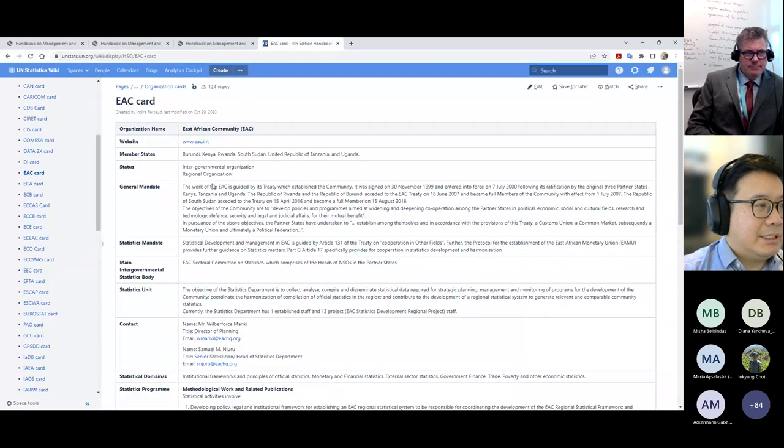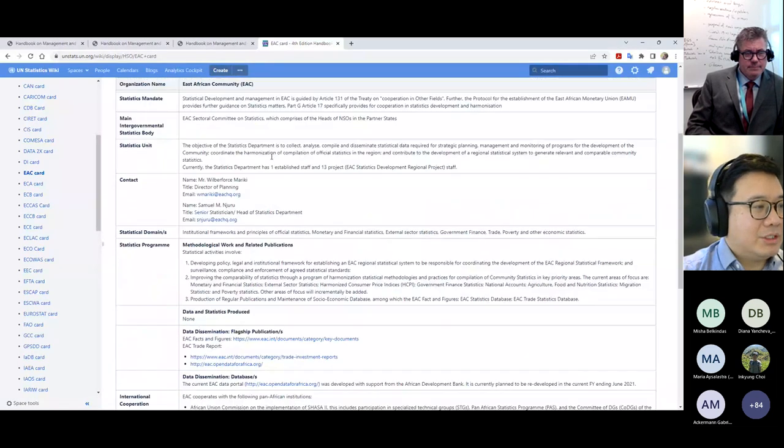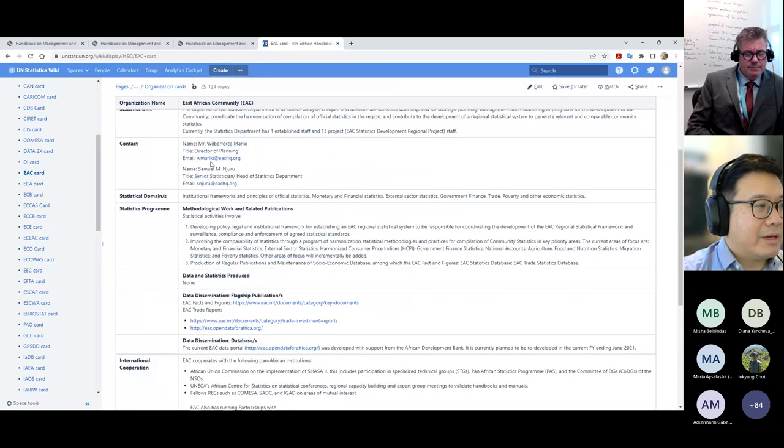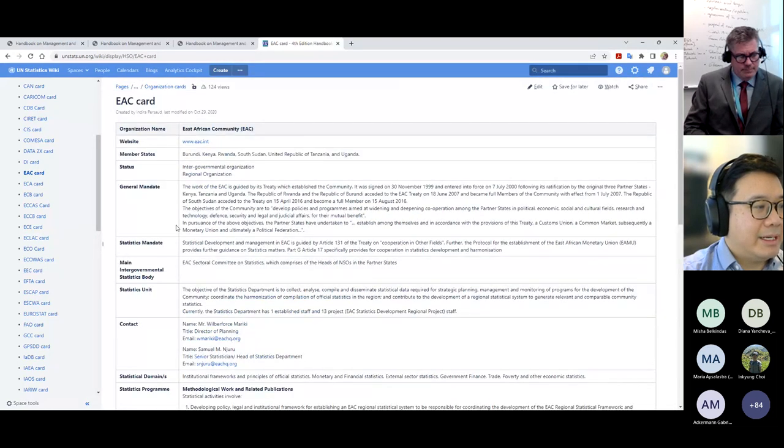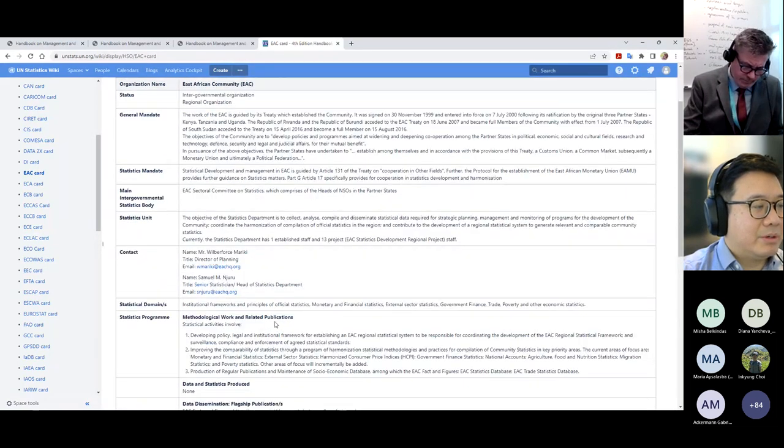This is an example for the EAC, but you can see that every organization will have this all filled out. You can have contact information, you can find out their mandates, their statistical units, and their program of work.